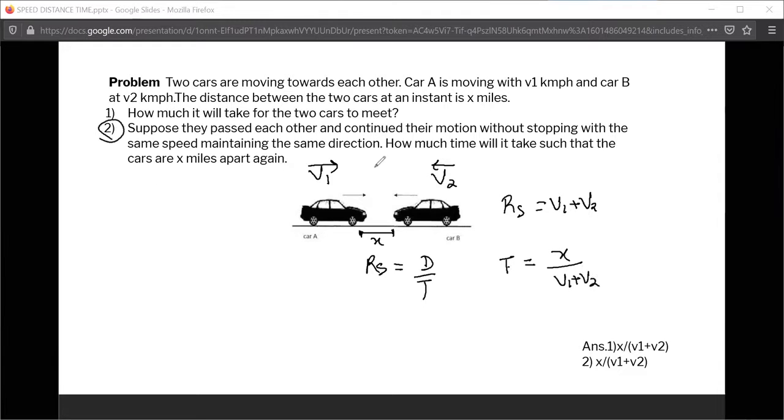Similarly, you can see that for the second case also, they have reached each other. Suppose the two cars have reached each other, but they continued their motion in the respective directions in which they were already moving. In this case also, the relative speed will still be v1 plus v2, and the question asks how much time it will take so that they are x miles apart. Again, the same formula you will apply. Time taken will be distance x miles by v1 plus v2. I hope you got that. Let's move to the next question.